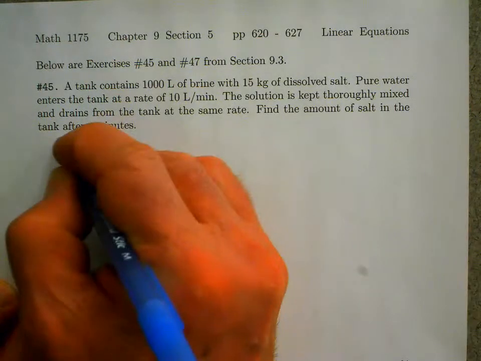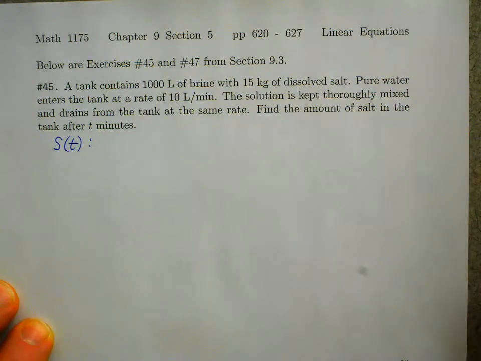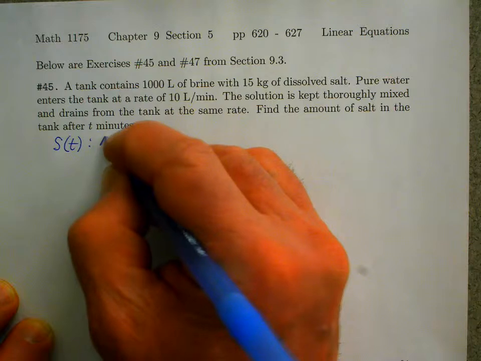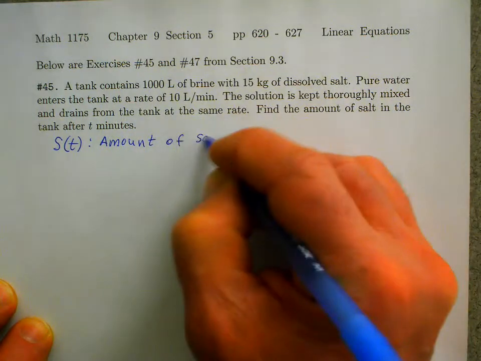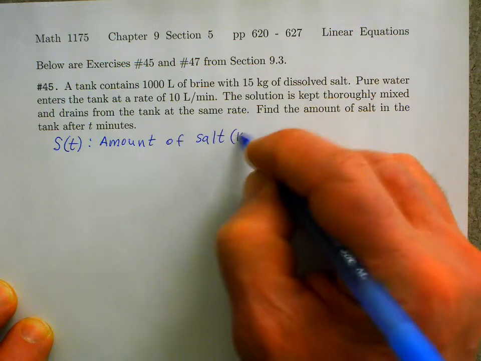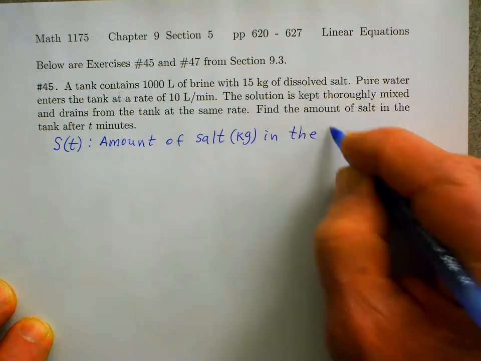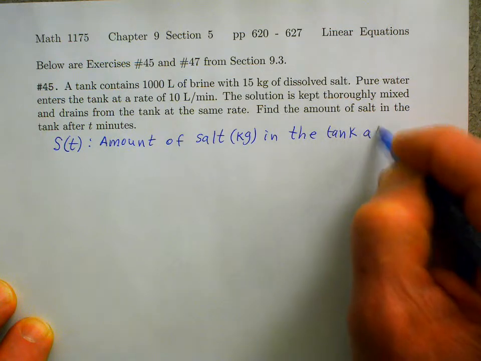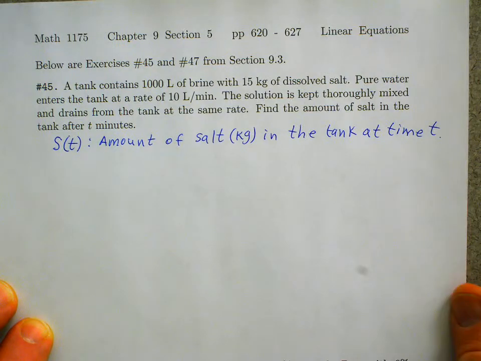Okay, so I'm going to define capital S of t to be the amount of salt measured in kilograms that's in the tank after t minutes. So amount of salt measured in kilograms in the tank at time t, where t is measured in minutes.